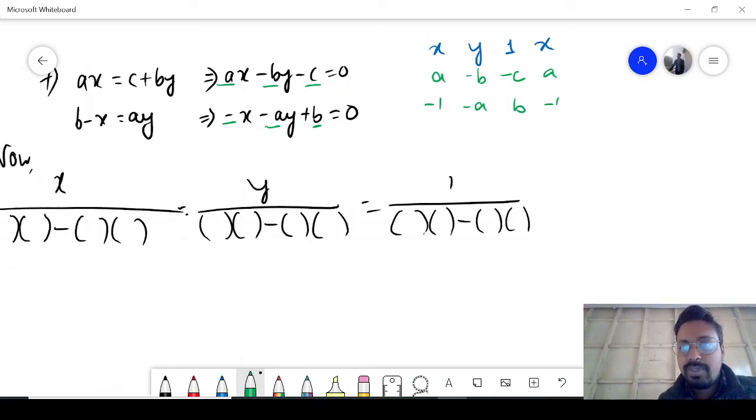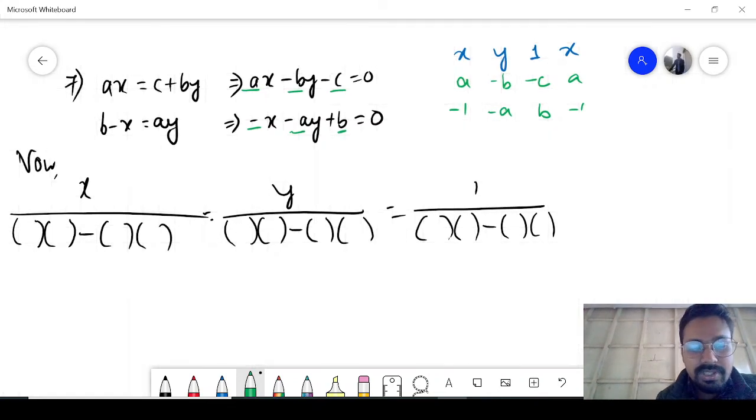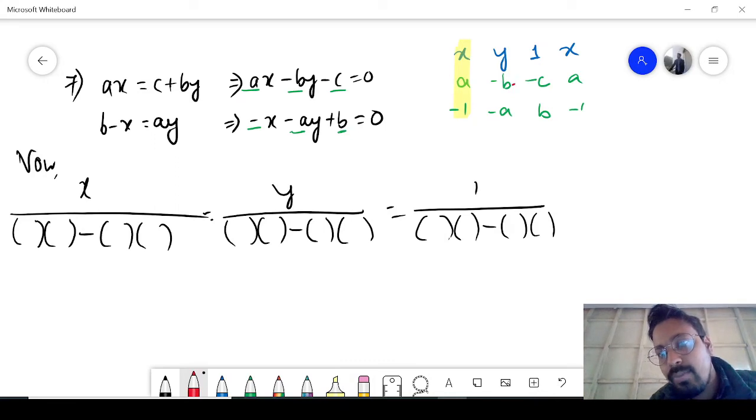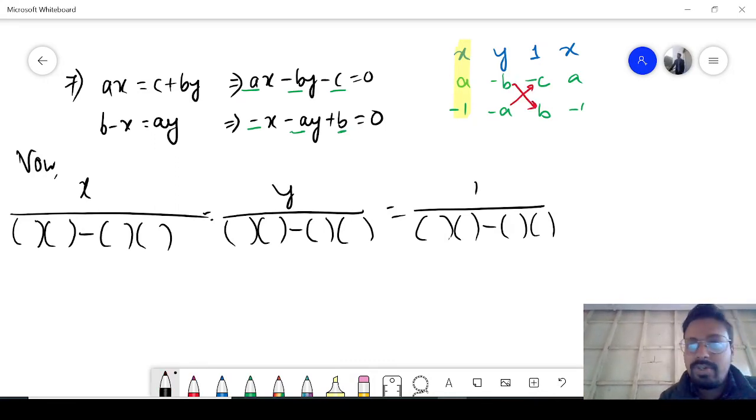Now we will go for cross multiplication as usual. So how is it going to take place? For x, see, now we are doing it for x. So what we will do, we will hide x, we will not look at x. What we will look at is y and 1. So this into this minus this into this. So it is going to be minus b into b, and we have minus a into minus c.